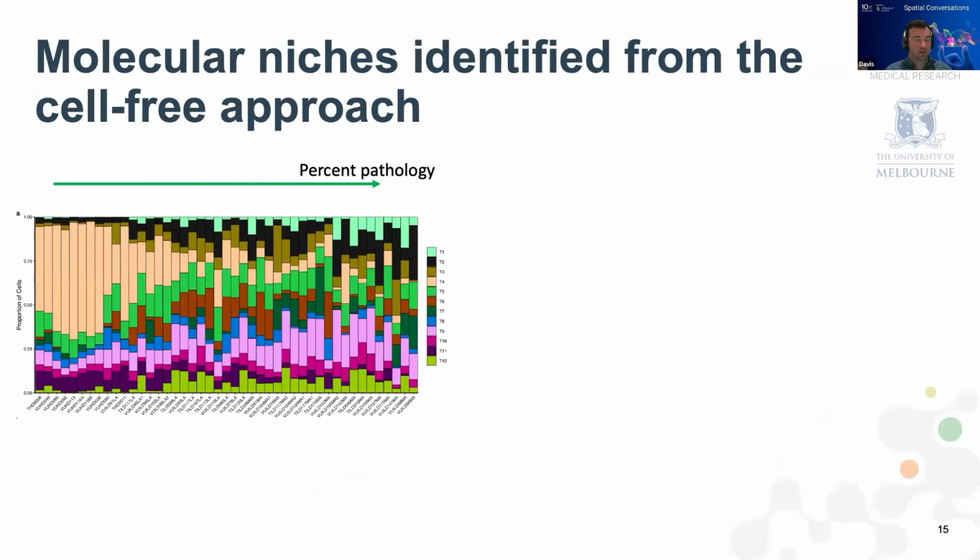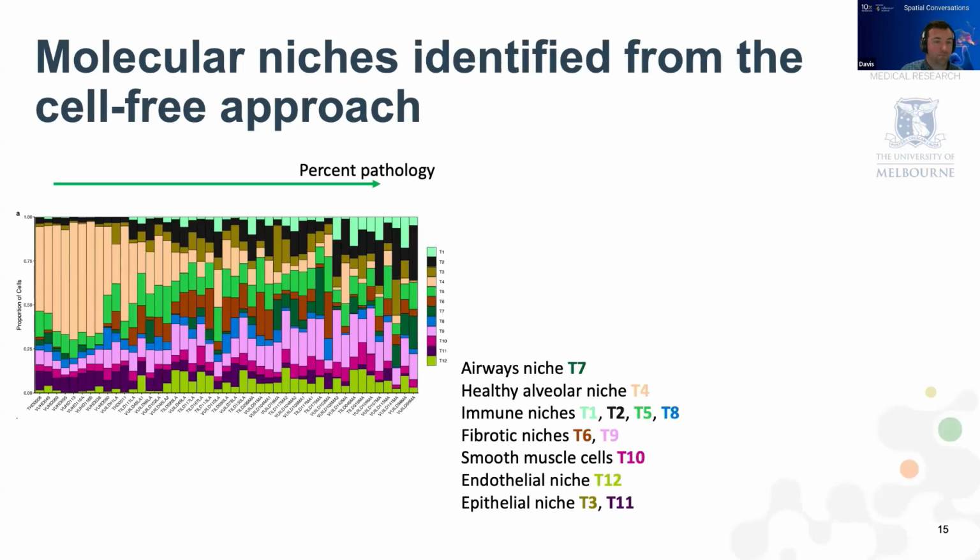When we then look at just the proportion of transcripts from the 12 different niches that we define, and look at them across the different samples ordered from most healthy or unaffected on the left to most pathologic on the far right, you can see, again, very drastic differences in the proportions of transcripts that belong to the different transcript niches as defined by GraphSage.